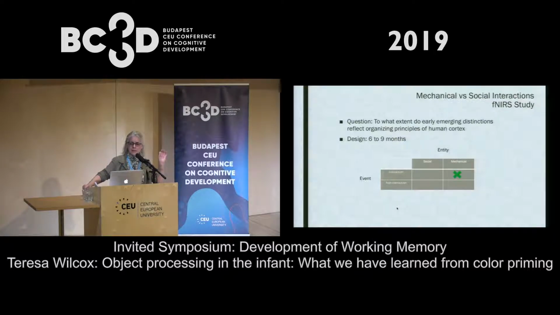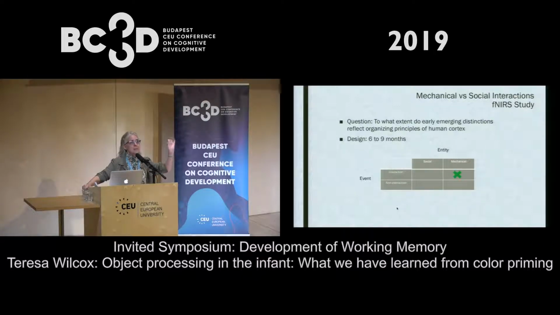What we found is that you get priming to the mechanical. So we have a 2 by 2 again. The entity is mechanical versus social, and the event is interaction versus non-interaction. You only get priming in the mechanical interaction event. You don't get priming when there's not an interaction, and you don't get priming when it's a social event.